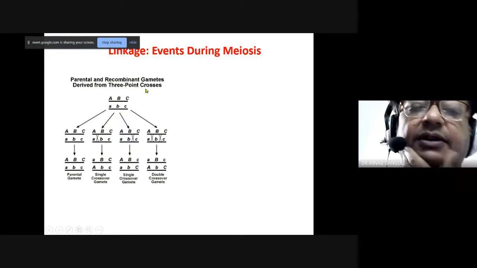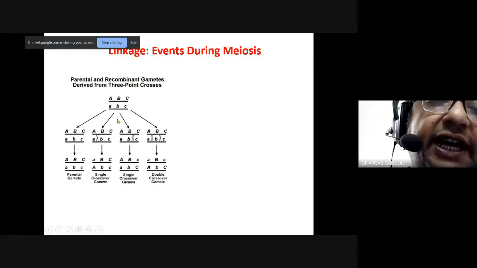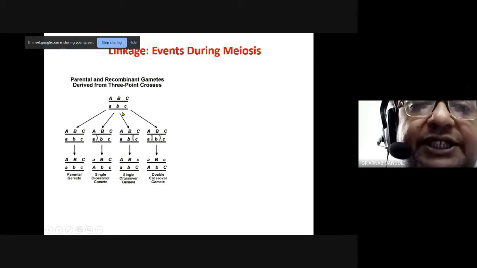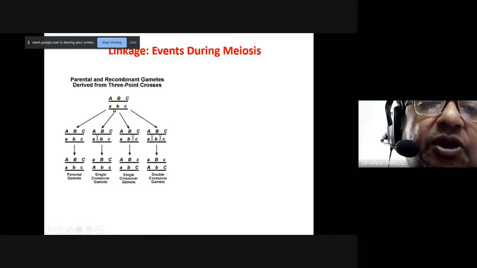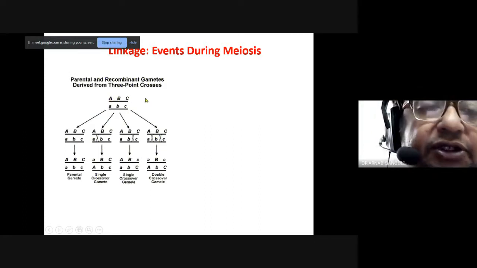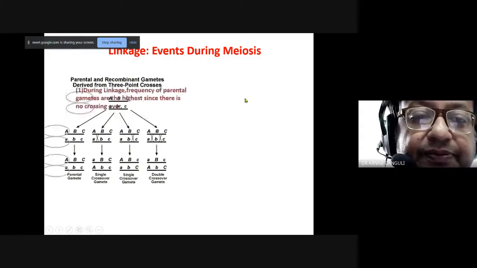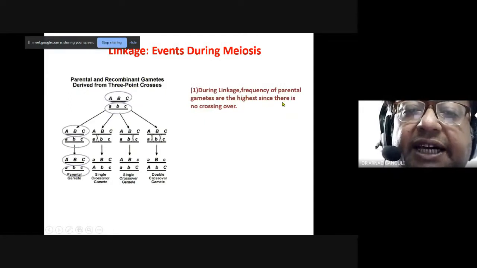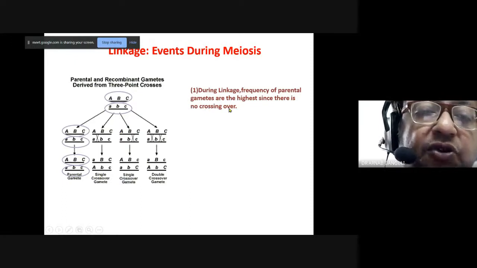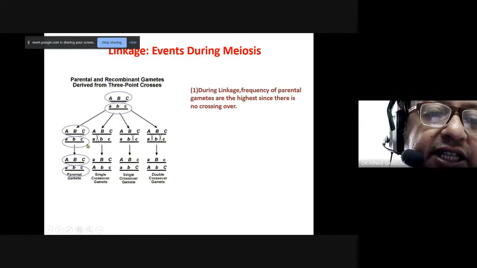So the pure types were crossed, and say assume this to be the F1 generation, where one side you have capital A, capital B, capital C, and one side small a, small b, small c. This is a heterozygous. So what happens during gamete formation? During linkage, frequency of parental gametes are the highest since there is no crossing over. As we have seen, this is one parental, this is another parental. This is the highest.